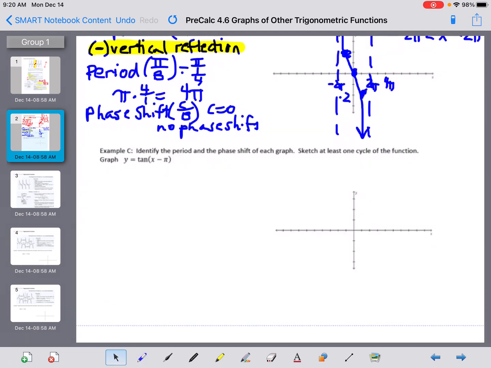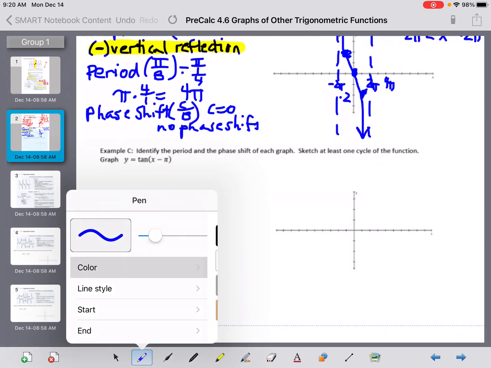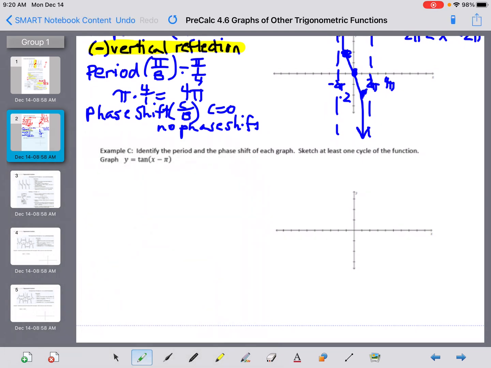All right, let's try another one. The more we try, the more we practice, the easier these get. Identify the period and phase shift of this graph. Sketch at least one cycle. Make sure we're labeling everything.